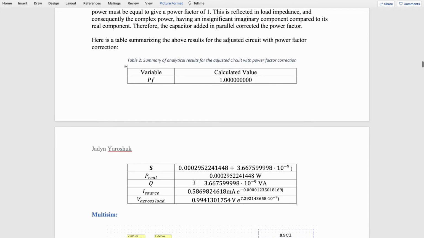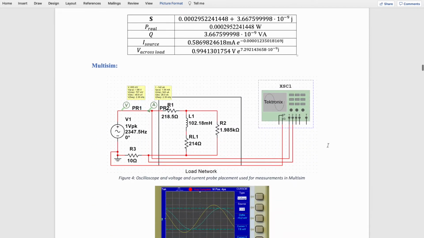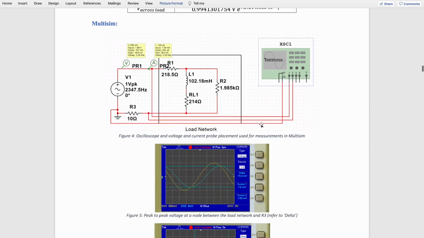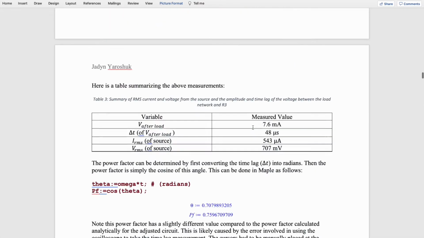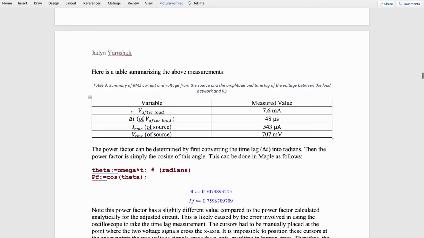So, summary of the results again. Now for Multisim, for the adjusted circuit, we can set up the oscilloscope and the voltage probes to measure the VRMS and IRMS. And we can use a different approach to find the power factor, complex power, and voltage and current. So, summary of the measurements.